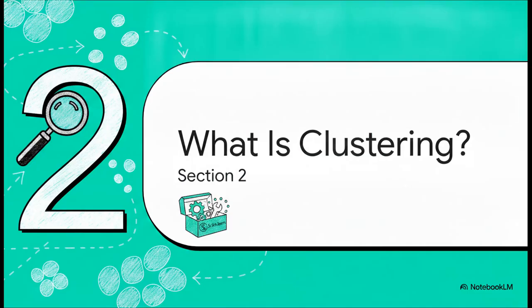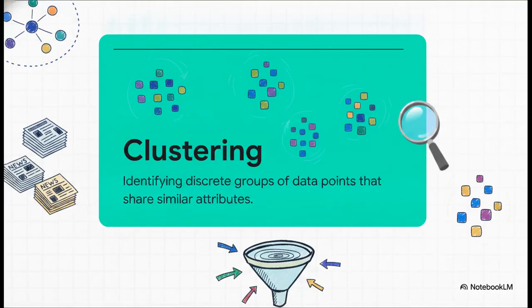Moving on to Section 2, what is clustering? If unsupervised learning is our detective, clustering is definitely its magnifying glass. So what exactly is it? Simply put, clustering is the process of identifying discrete groups of data points that share similar attributes. The algorithm analyzes a massive data set and groups similar points together based purely on their mathematical proximity to one another. And it does all this without anyone giving it the categories ahead of time. It's used for everything from organizing news articles to discovering anomaly patterns in a network. It's a total game changer.